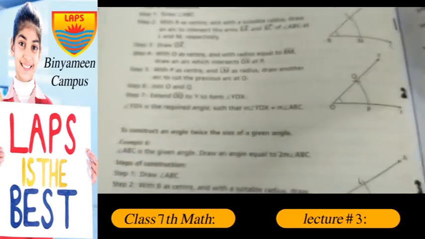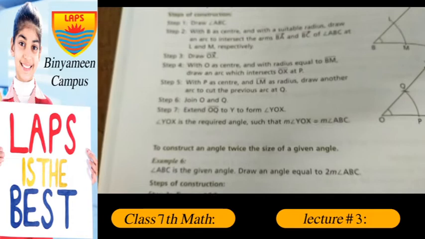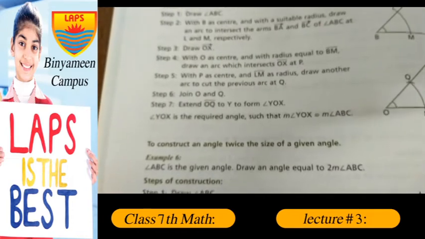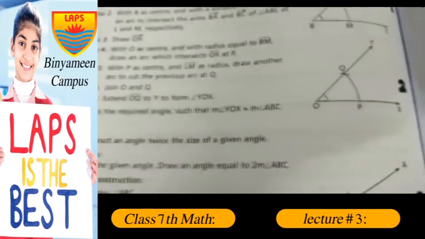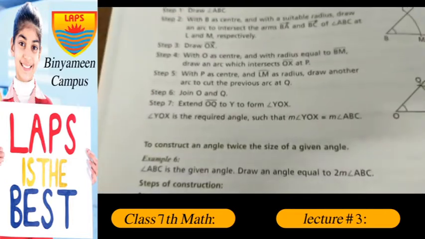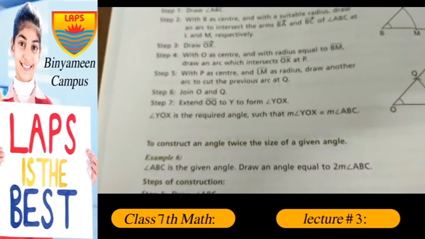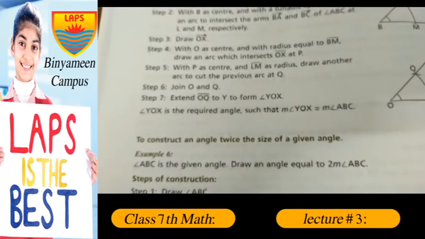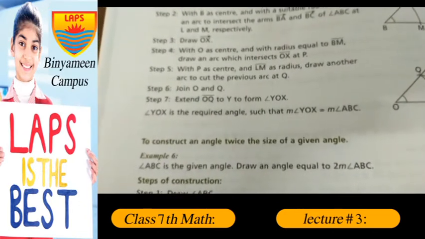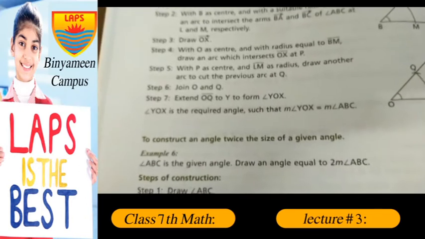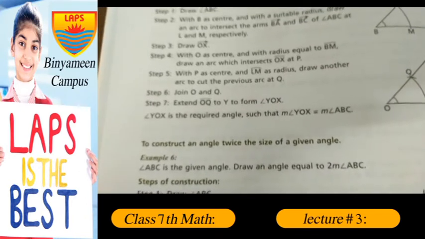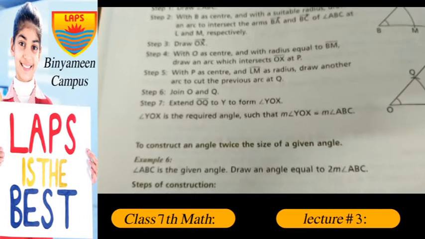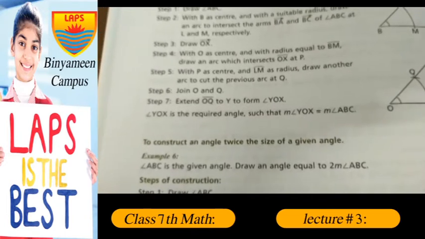Picture 2, step 3. Draw OX. Step 4. With O as a center and with a radius equal to BM, draw an arc to intersect OX at P. And step 5. With P as a center and arc LM as a radius, draw another arc to cut the previous arc at Q.